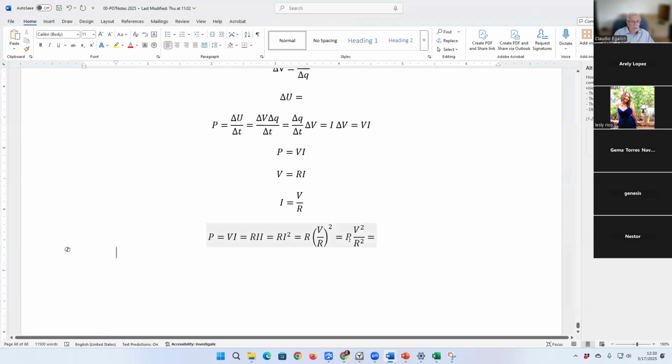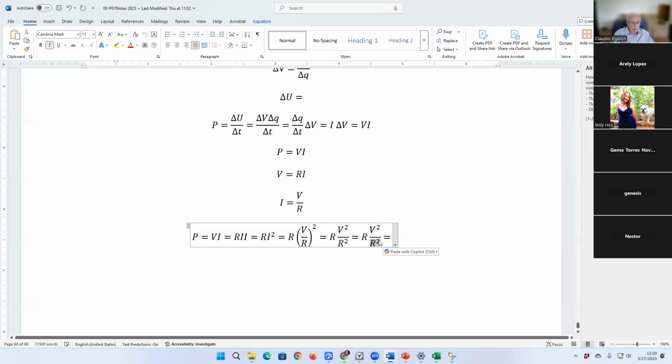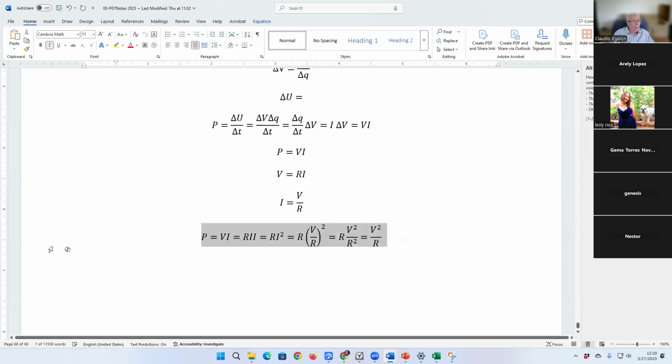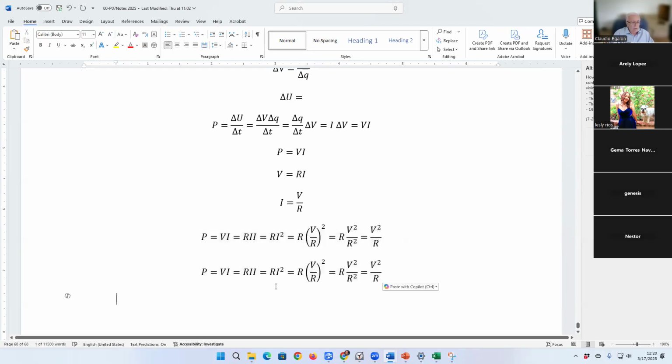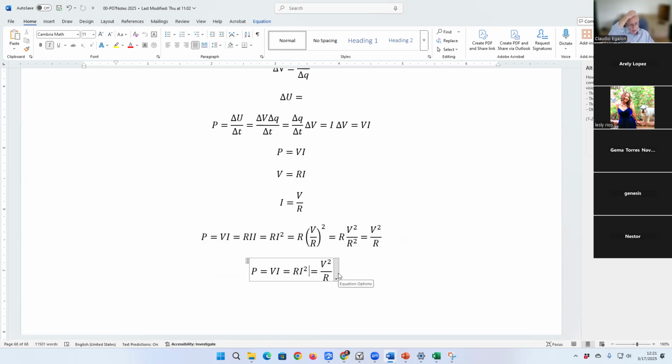Okay, and here you go. Just another relation for the power, where this R cancels out with the other R. So we have three different equations that may be used depending on the device that we are talking about. They all produce the same result whichever you use. Here you go: VI, Ri squared, or V squared over R.